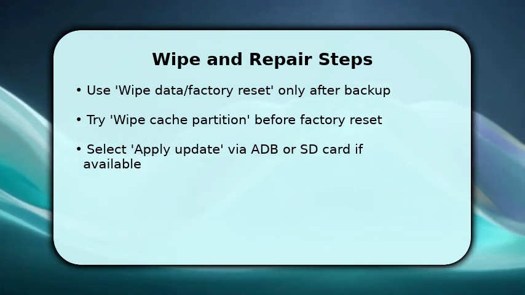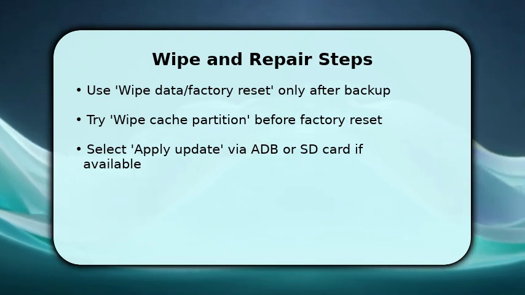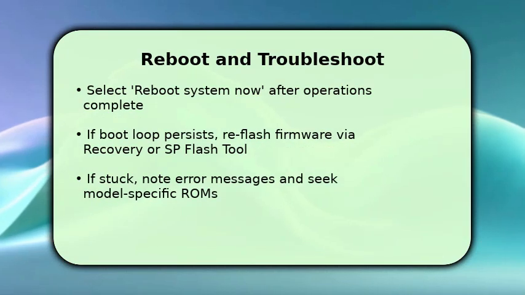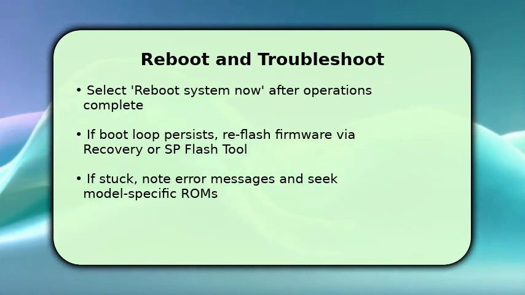Alternatively, choose Apply Update from ADB or external SD card to install official firmware. This replaces damaged files while preserving. You finish by selecting Reboot System now so the changes take effect. This usually resolves startup faults.